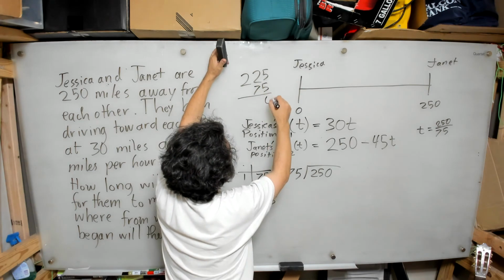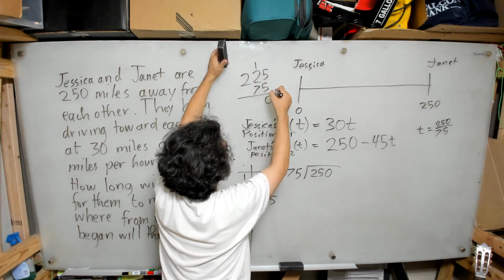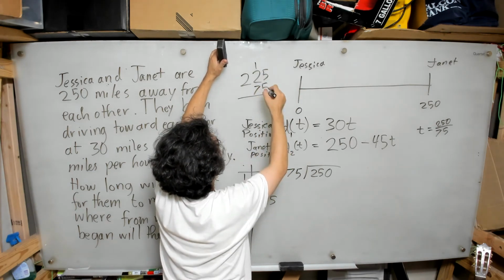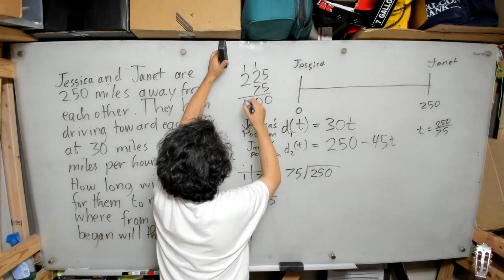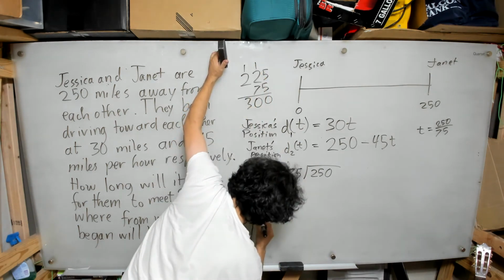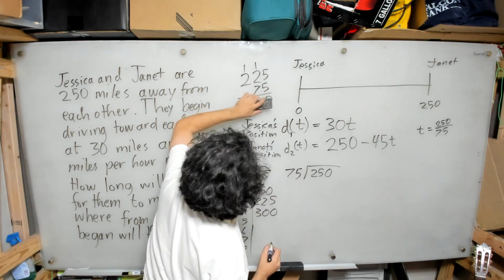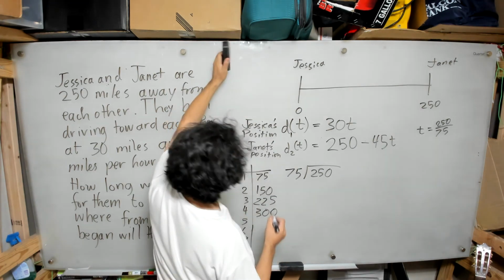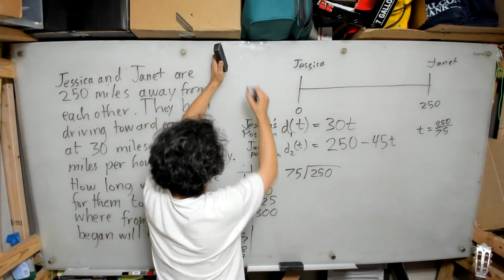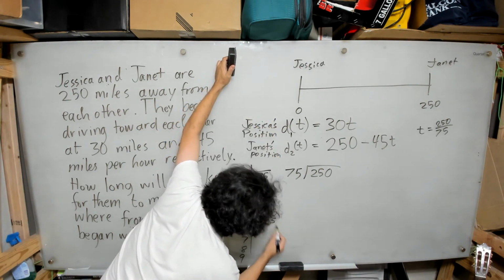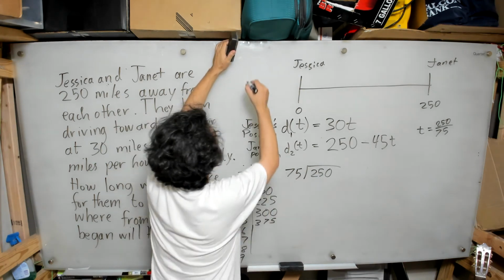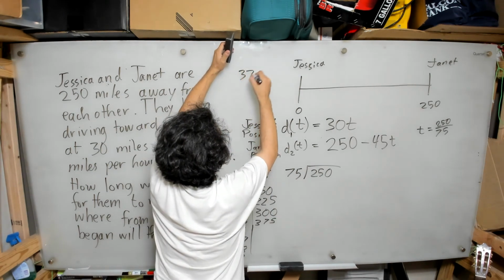5 plus 5 is 10. I bring down the 0, carry the 1. 2 plus 7 is 9, plus 1 is 10. I carry the 1. 3. 300. Now, if I add 75 to 300, that's 375. That one's easy. I'm going to add 75 to 375.